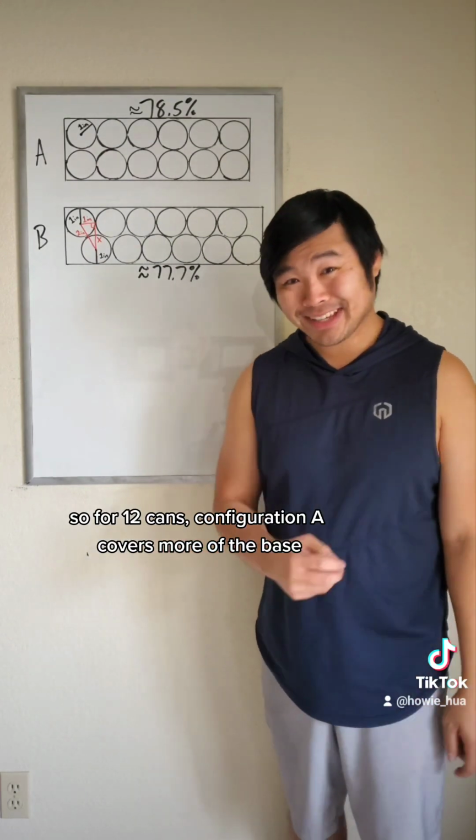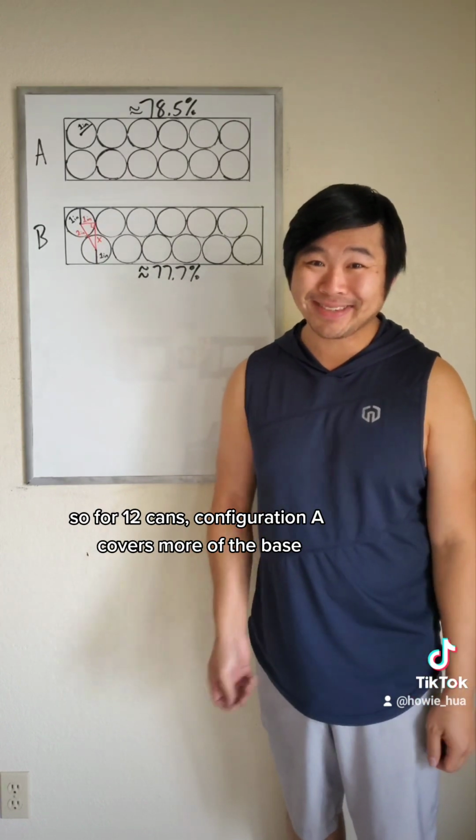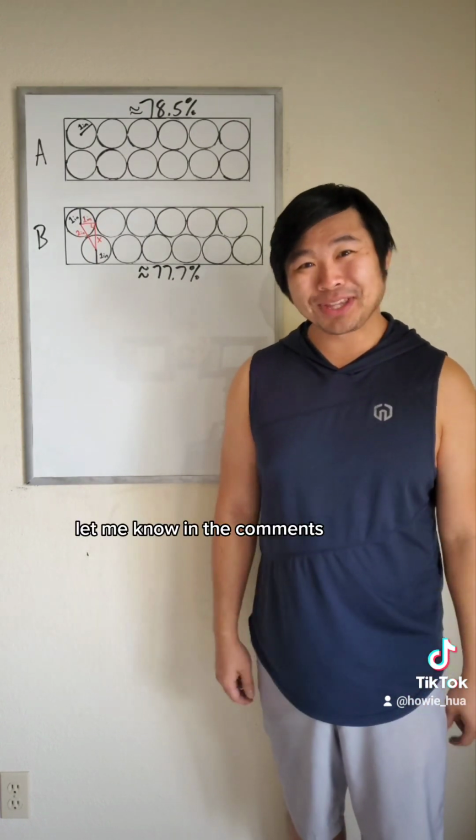So for 12 cans, configuration A covers more of the base. So did you get it right? Let me know in the comments.